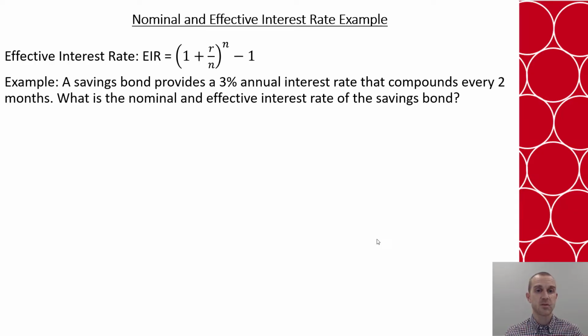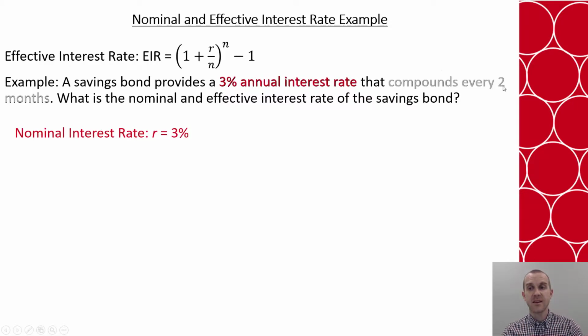So let's look at an example where a savings bond provides a 3% annual interest rate that compounds every 2 months. What's the nominal and effective interest rate of the savings bond? So we'll start with the nominal interest rate. That's provided as the 3%. Now let's figure out the effective. We need to know the compounding, and they tell us it's done every 2 months. So the 2 is not what we need. Since it's happening every 2 months, that's 6 times in 1 year.